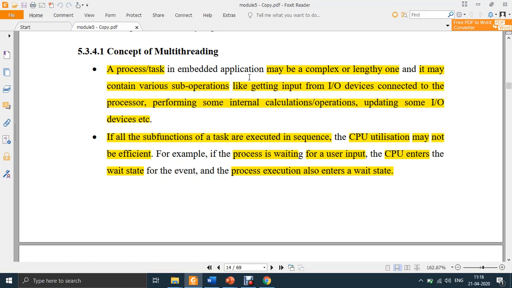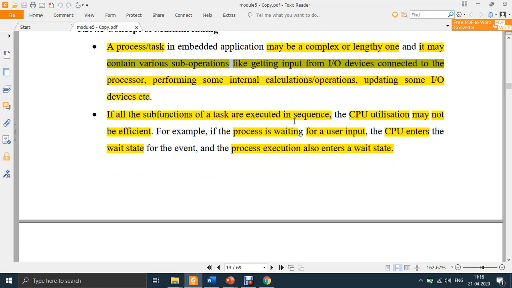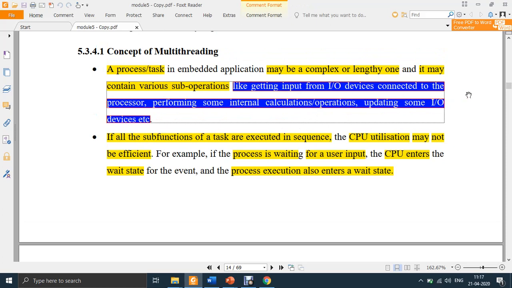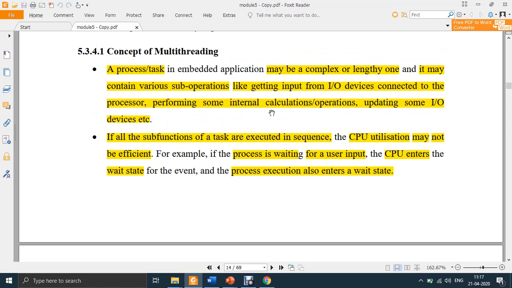A process in an embedded application may be complex or lengthy. A process or a program can be very lengthy, and it may contain various sub operations like getting input from I/O devices connected to the processor, performing some internal calculation, and updating some I/O. All these are included in a process. If all subfunctions of the task are executed in sequence, that is, first get the input from the I/O device, then perform some internal calculation, and then update the I/O device, these are performed sequentially, one after the other.